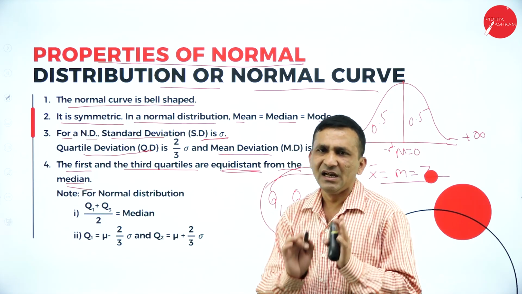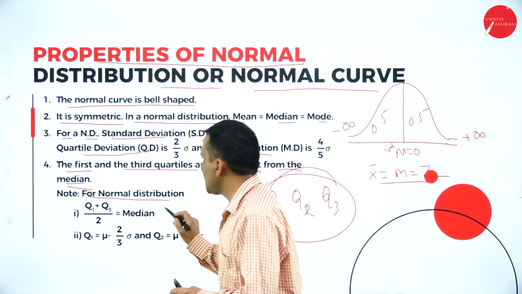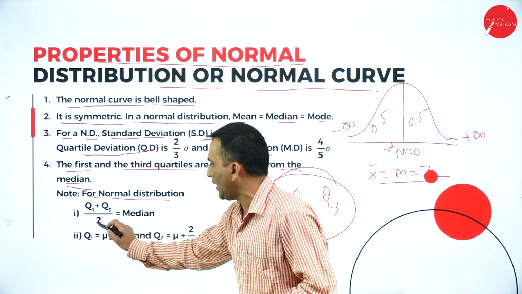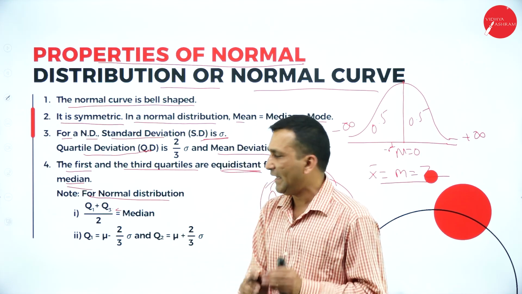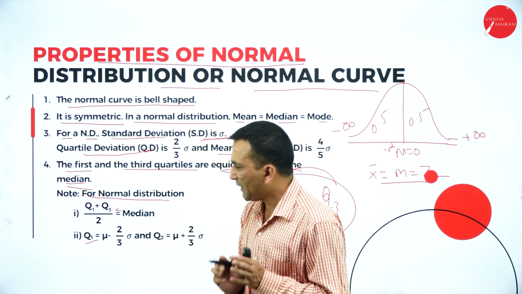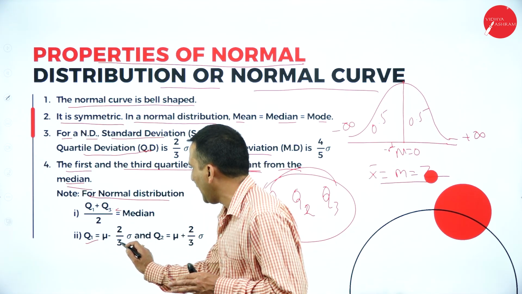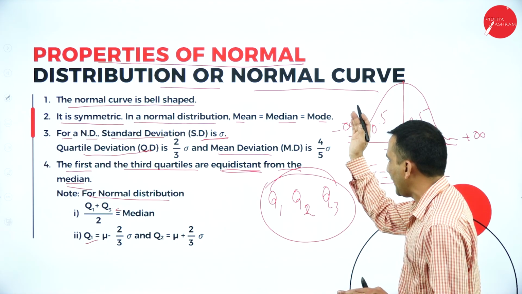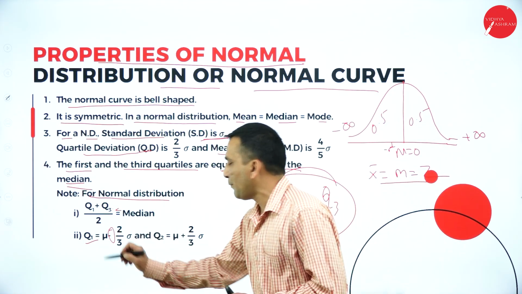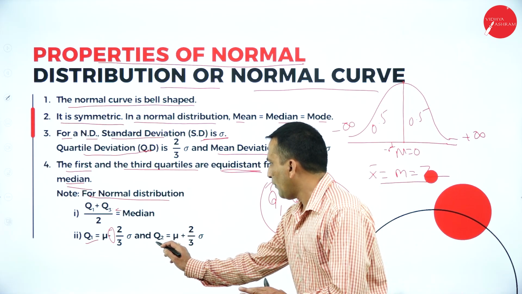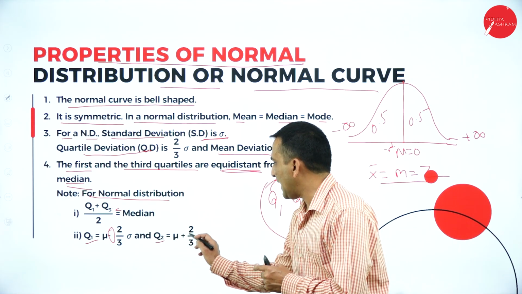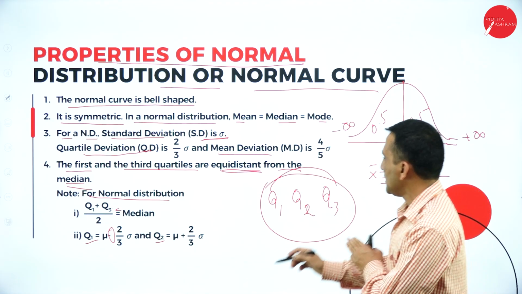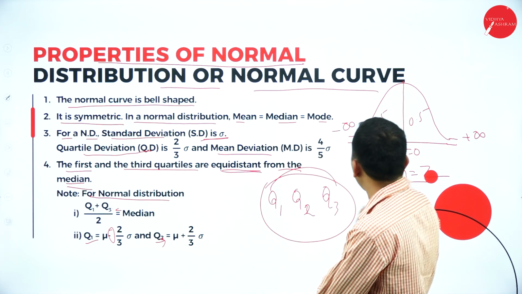So that is an equal distance. For a normal distribution, Q3 plus Q1 divided by 2 is always equivalent to the median. So how do we get Q1? Mu minus 2/3 sigma, because the first quartile goes to the left side, so the sign is very important. And next, the Q3 value is mu plus 2/3 sigma, which goes to the right side. So here the Q3 value we get is on the right side.